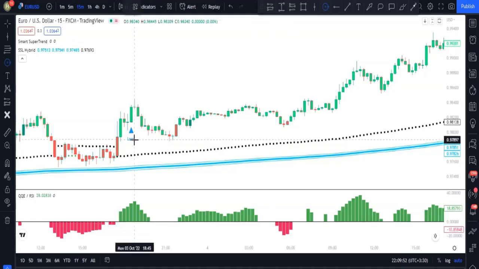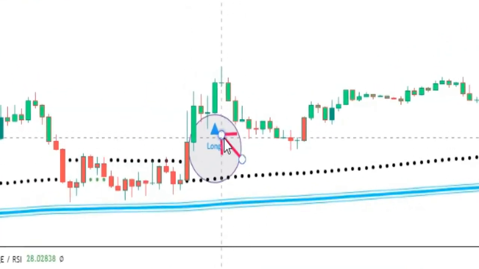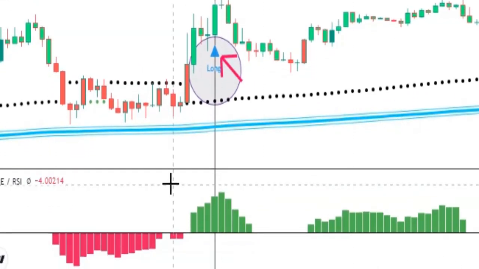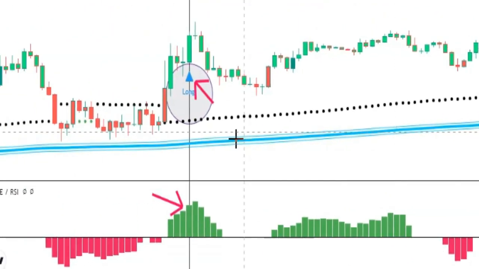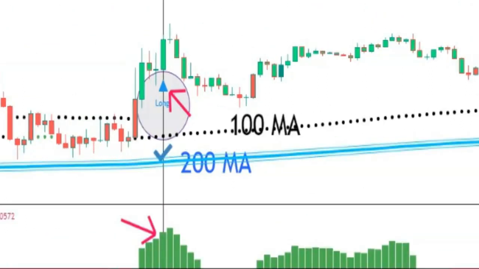So a signal to go long is valid only when the following conditions are met. First, a long signal should plot on the chart by the Smart Super Trend indicator. And second, the QQE histogram should be green and it should be above the 0 line. Third, the trigger candlestick should be above 200 MA. And fourth, the trigger candlestick should also be above 100 MA.